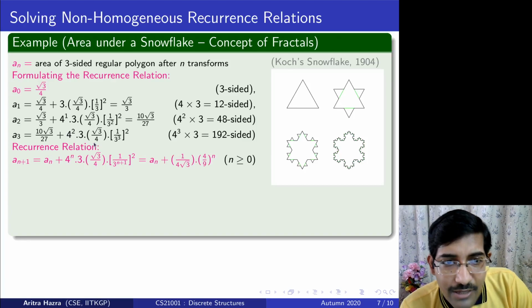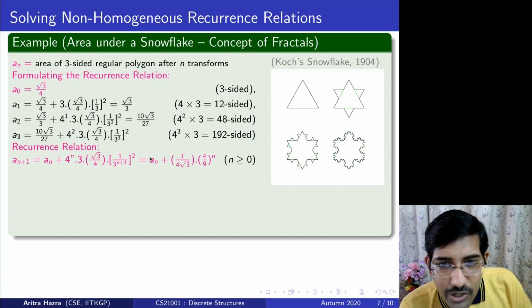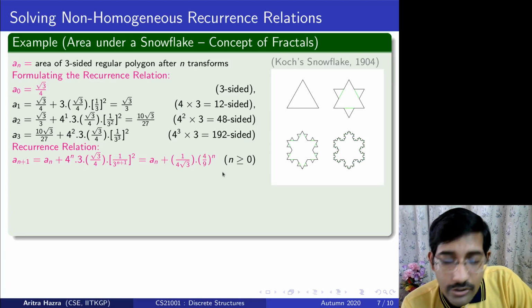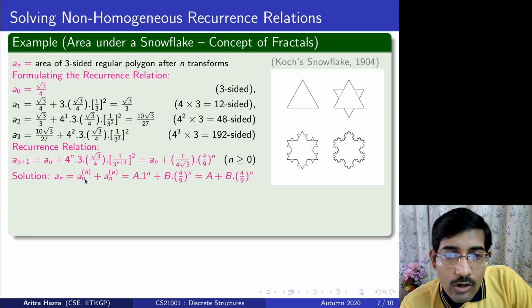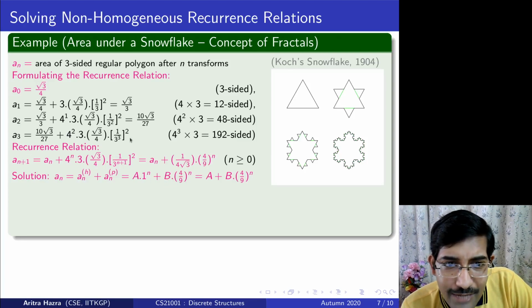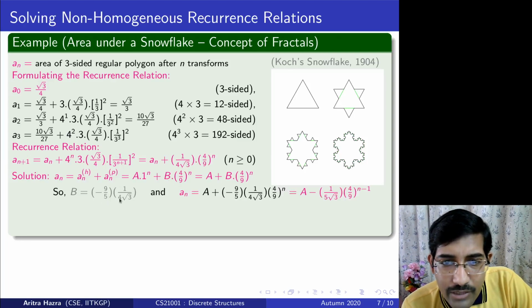Again, this is now a linear first order recurrence, non-homogeneous. It's non-homogeneous because the function is not equal to 0. Homogeneous part solution, particular part solution. The homogeneous part, An plus 1 equal to An, gives me A into 1 to the power n. The particular part says some constant into 4 by 9 to the power n, let's say B into 4 by 9 to the power n. Now how do I find B? Just put this in An plus 1 equal to An plus this. When I put this, I get my B equal to this.